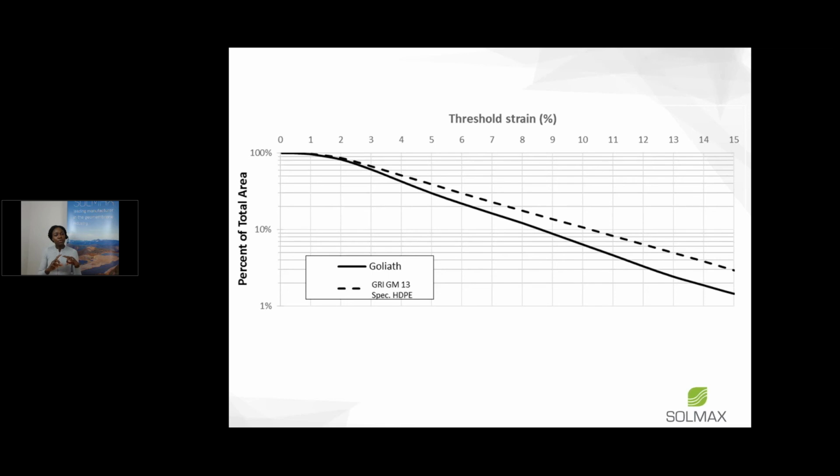And here is from that strain map. This is the strain distribution plot. It's like a particle size distribution plot, but instead of particle size, we're trying to assess the percentage of strain exceeding a certain value. And what we found was that the Goliath, the one that has better mechanical properties and the lower susceptibility to stress cracking strains, actually had a lower total percent area exceeding certain threshold strains in comparison with the GRIGM13 material.